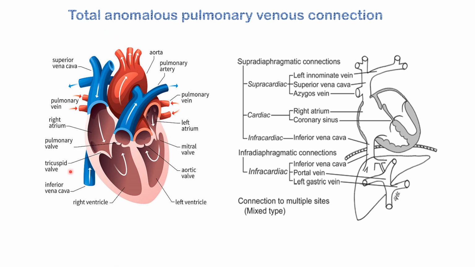You see, this is a normal heart, and this is the superior vena cava, this is the inferior vena cava. They are draining blood into the right atrium, and through this tricuspid valve into the right ventricle, and from the right ventricle through this pulmonary valve it goes to the pulmonary artery, and from the pulmonary artery it goes to the lung.